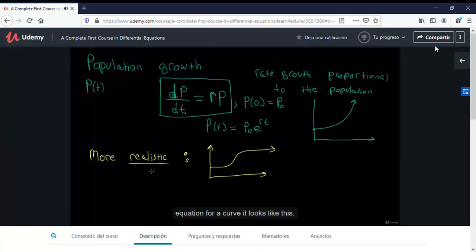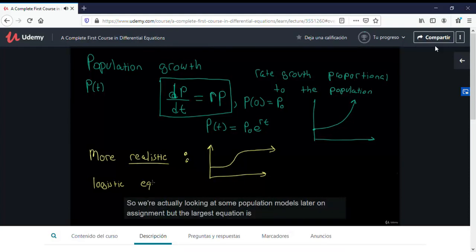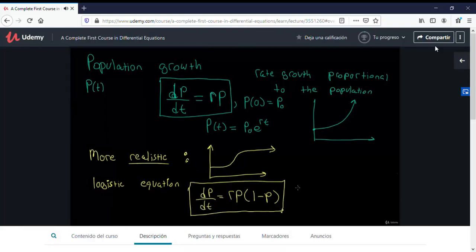A differential equation for a curve that looks like this is called the logistic equation. So we're actually going to be looking at some population models later on in an assignment, but the logistic equation is the following: dP/dt equals rP, has the exponential form, and then it's multiplied by 1 minus P. So we're not going to write down the solution to this equation here, but this is a first order nonlinear equation, whereas this one up here was linear. That was a linear equation.